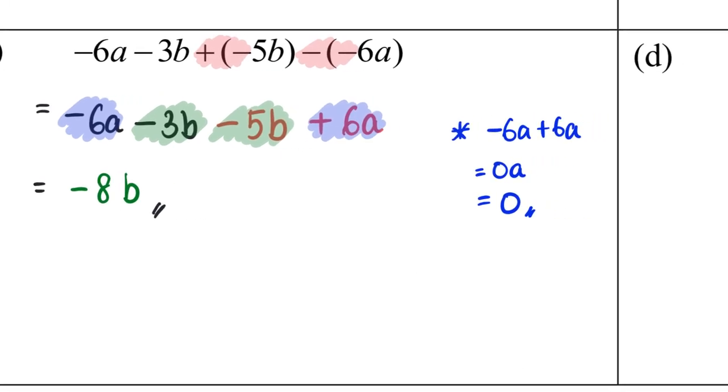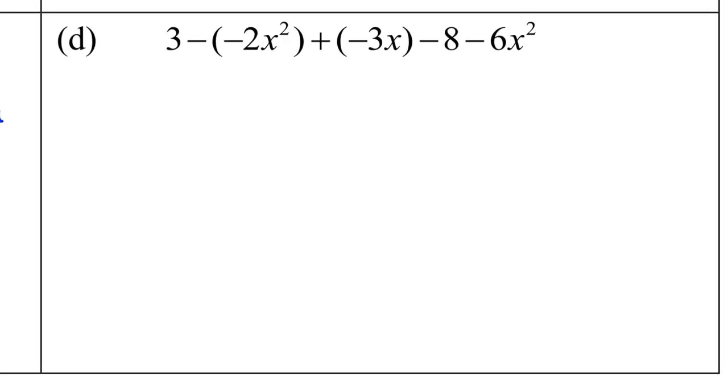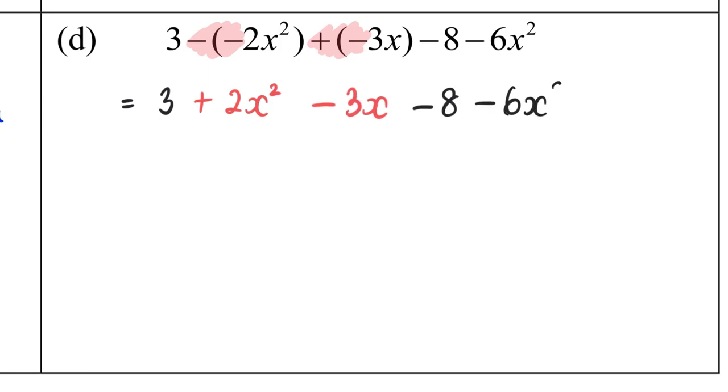As we move on to part D, the last part of this particular problem, the steps are the same again. I do all the operations for all those that have the negative value. So I will have 3 plus 2x squared minus 3x minus 8 minus 6x squared, and then all the constant terms are grouped together.